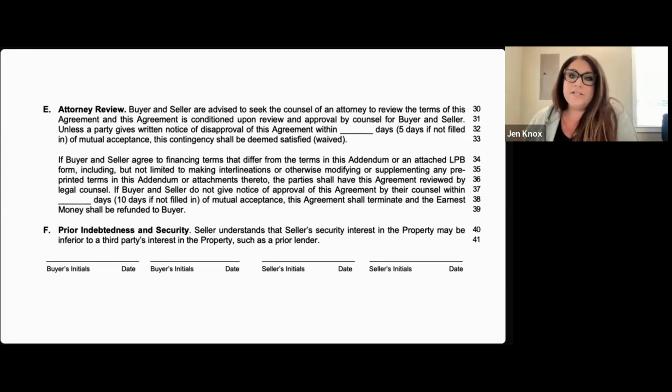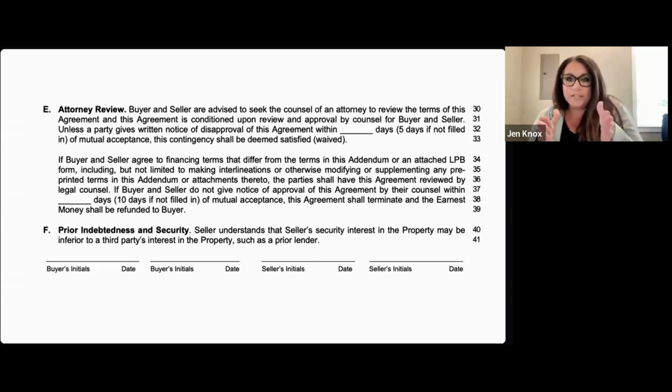Now, the attorney review is an option for all parties in this contract. It's going to be available for buyer and for seller. The parties have to give notice if they disapprove or object, right? But if anything changes in any of the forms that are written up, there's actually a requirement that the attorneys have to review them. And in that case, they have to accept them.